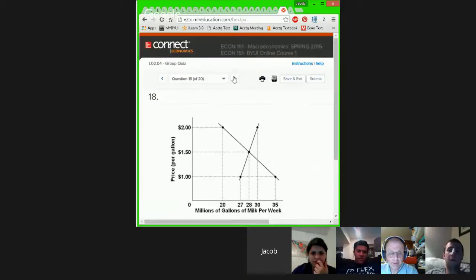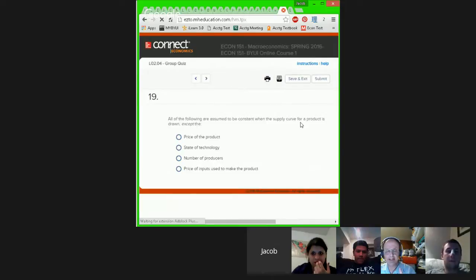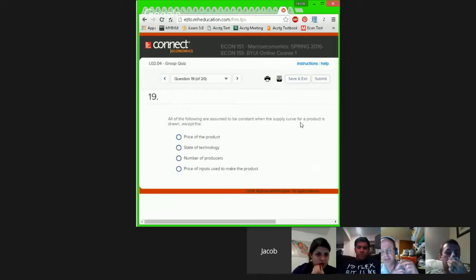Okay, what if we look at it this way? All the following is assumed to be a constant. Now that's key. When a supply curve for a product is drawn, except, and that's the exception, the price of the product, the state of the technology. Okay, so the only one we have here is what? What is it that we actually involve in this curve?